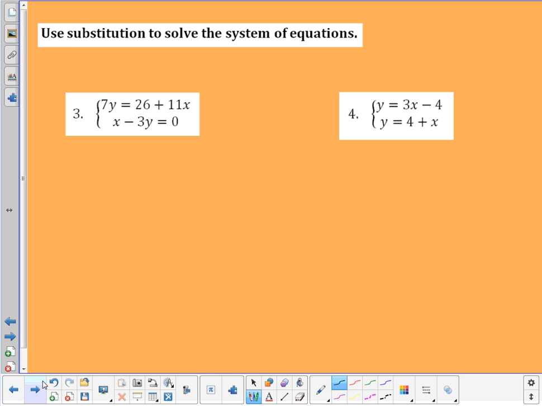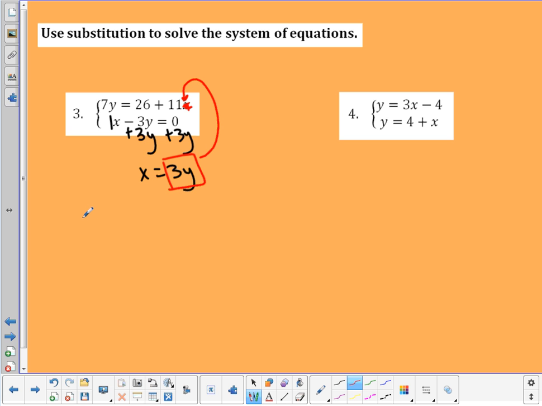So in the next one, I again don't have a variable that's by itself already, but I do have a variable that has 1 for a coefficient, this x right here. So I'm going to add 3y to the other side so that I can use that equation. So I have x is equal to 3y plus 0, which is just 3y. So now x is by itself. Here's the phrase that I'm going to use in place of x in the other equation. So that's the substitution part. I'm going to take this phrase and substitute it in for x. So it's going to go right there. Get rid of the x, put 3y in its spot.